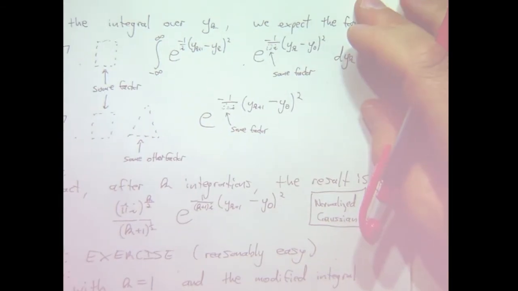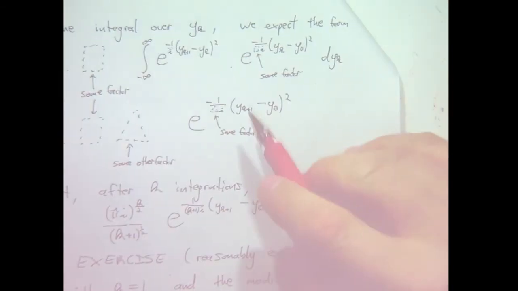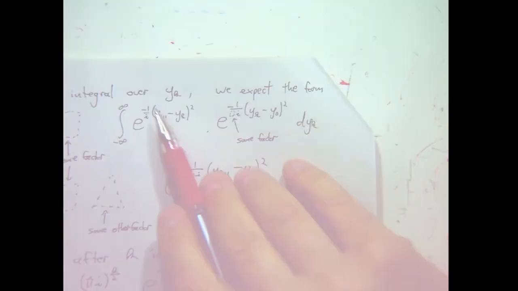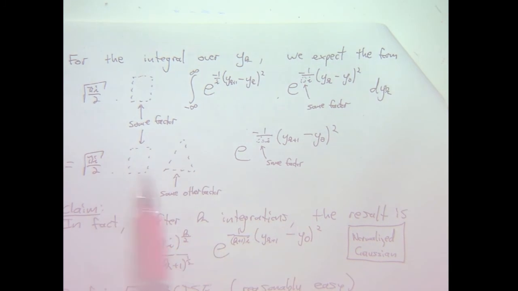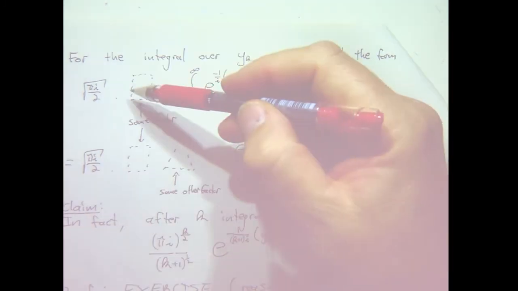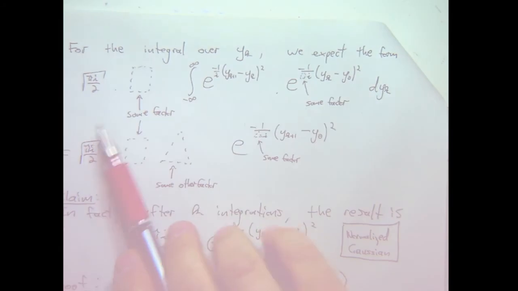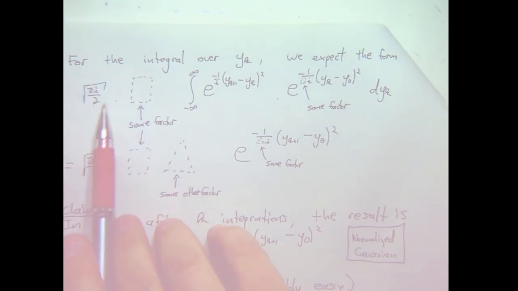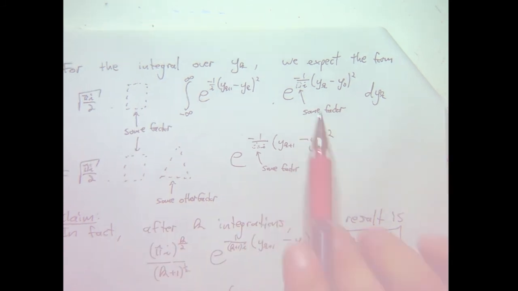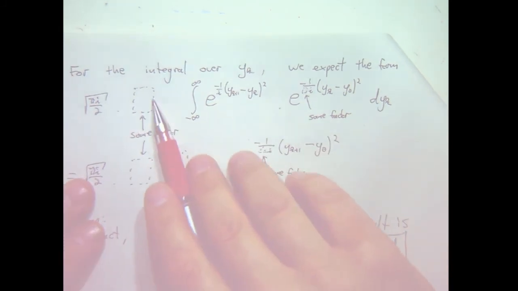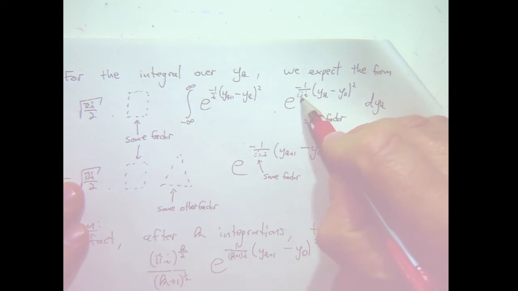Does it double each time? Or not double. In fact, for the integral over the arbitrary yk, we expect a general form that looks like this. There's some factor at the front, so you've got an extra square root of pi I on 2 there. Some factor is going to come out the front of the integral, and some factor is going to come in under, in the denominator there.